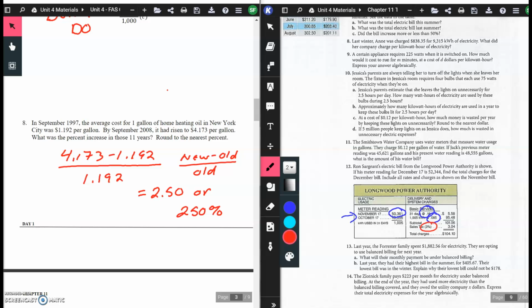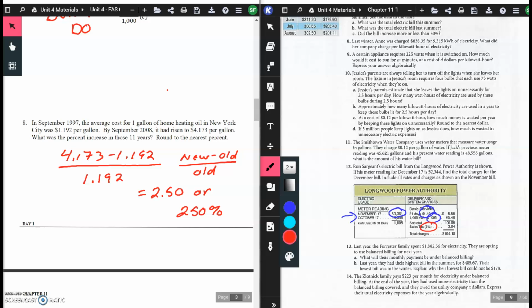In September 1997, the average cost for 1 gallon of home heating oil in New York City was $1.192 per gallon. By September 2008, it had risen to $4.173 per gallon. What was the percent increase in those 11 years?